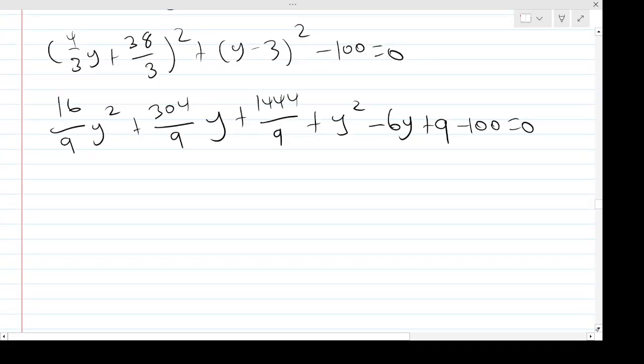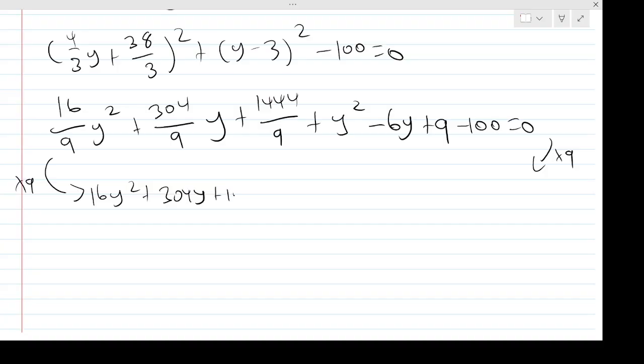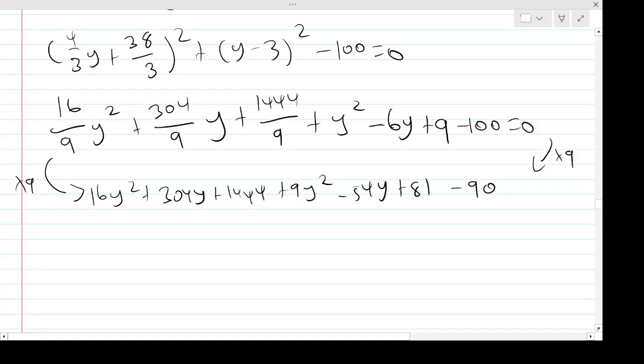Now, at this point, you can collect like terms and simplify, but I can actually get rid of the fractions to make it a lot easier to read and more presentable. If I just times both sides of the equation by 9, I get rid of all the fractions. So then I get 16y squared, add 304y, add 1444, and then y squared times 9 is 9y squared. Then 9 times 6 is minus 54y. And then 9 times 9 is plus 81. And then minus 100 times 9 is minus 900 equals 0. There we are. It's a lot nicer to work with now.